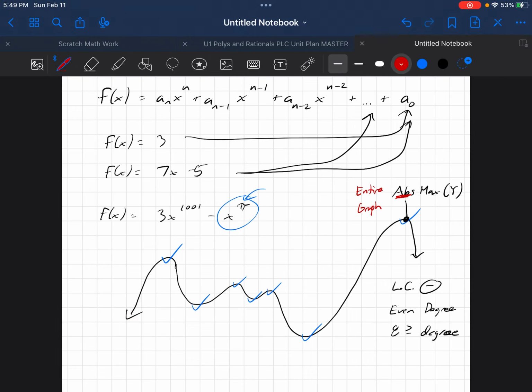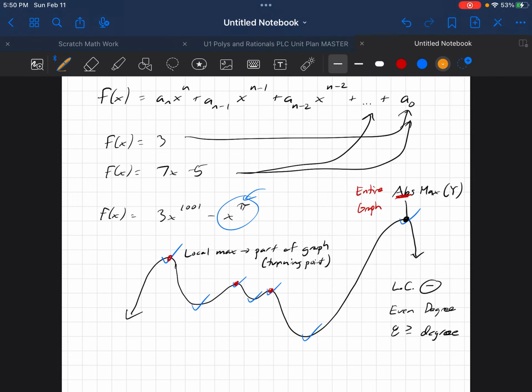Okay, local maxes and local mins. Let me get red. Here's a local max right there, right there, right there. For a local max, this is a max on part of the graph, or you could think of it as a turning point. If the graph goes from increasing to decreasing and it's continuous, it has a local max. Right here is a local min because the graph goes from decreasing to increasing. Same thing here, decreasing to increasing.